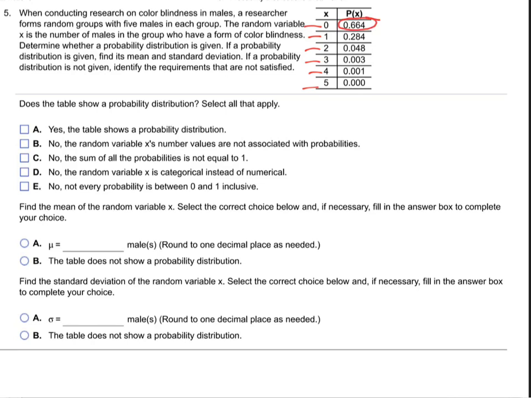Do you see it right there? Is that table making sense? It's a 66.4% chance, huh? So if you grab a group of 5 men, the chance that none of them will have color blindness is 66.4%. The chance that 1 of them will have color blindness is 28%, and on down you go. There's basically no chance that 5 out of 5 will have color blindness.